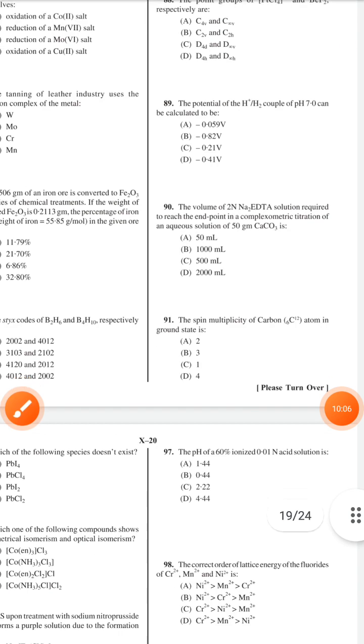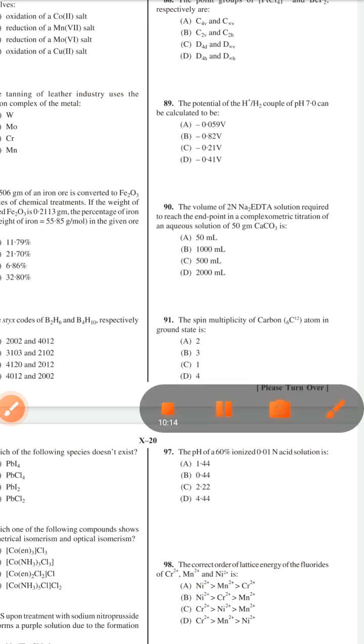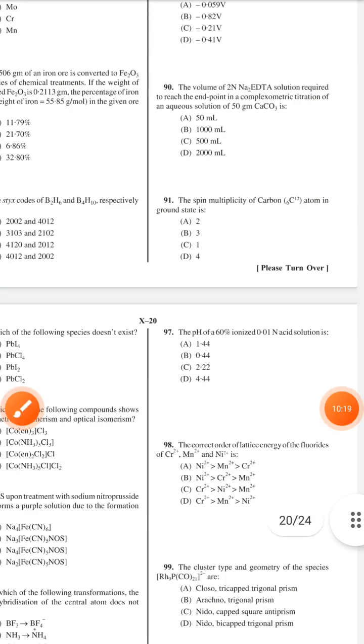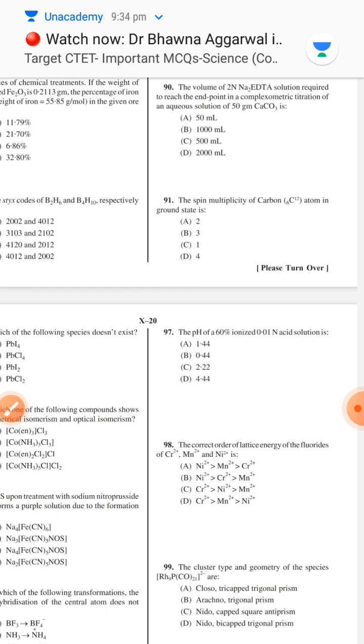Next, 89. The potential of the H+/H2 couple at pH 7 can be calculated to be. Here the correct option is option D. The volume of 2 normal Na2EDTA solution required to reach the end point in a complexometric titration of an aqueous solution of 50 gram CaCO3 is. Here the correct option is option C, 500 ml.